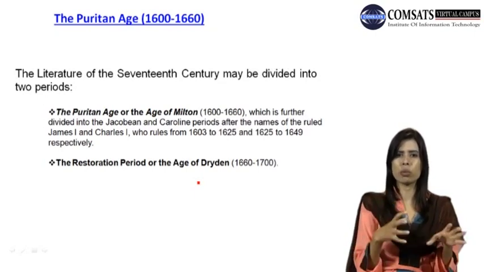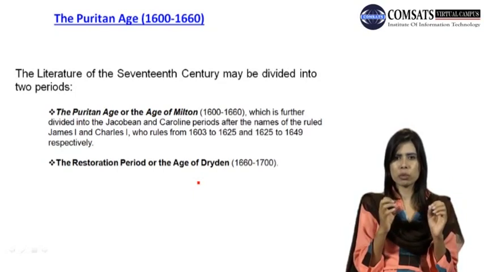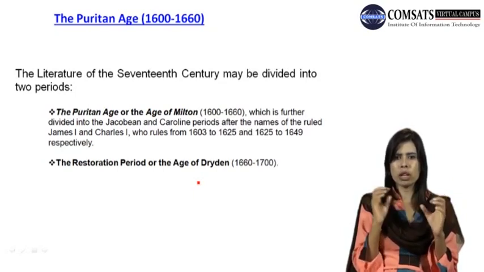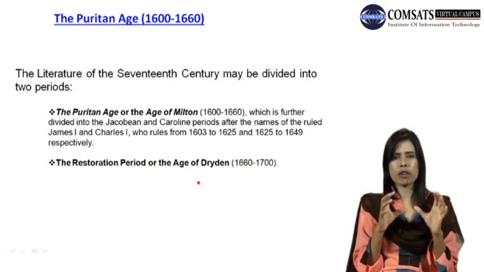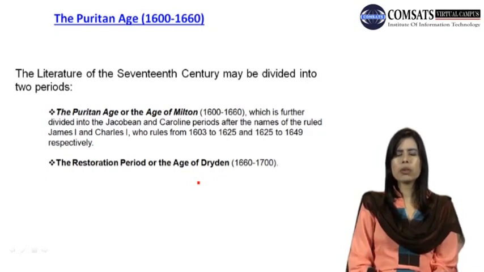Whatever kind of society you have would be reflected in the form of literature, along with other factors like economic, social and political factors of that particular era. That was all about the Puritan age or the age of Milton. The next half of the century is dedicated to the Restoration period or the age of Dryden, which started in 1660 and ended in 1700.